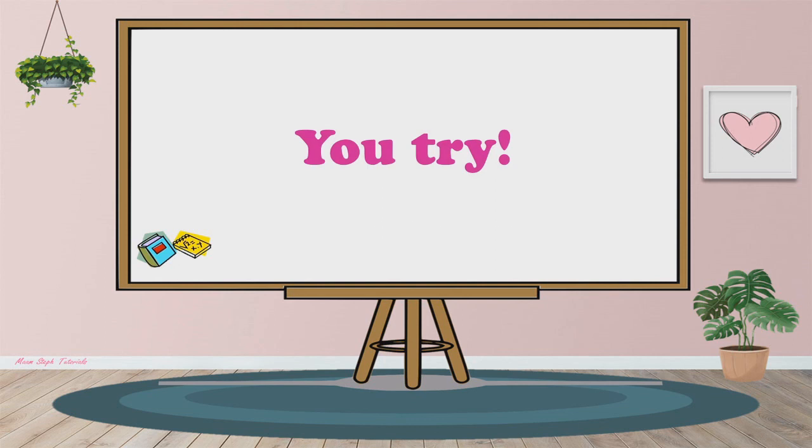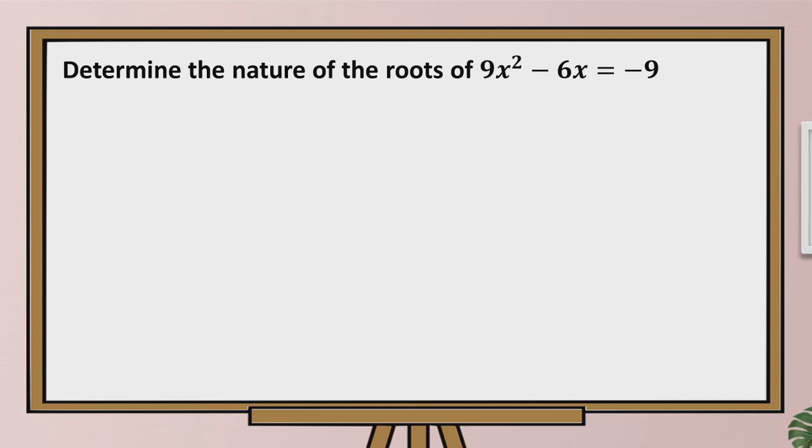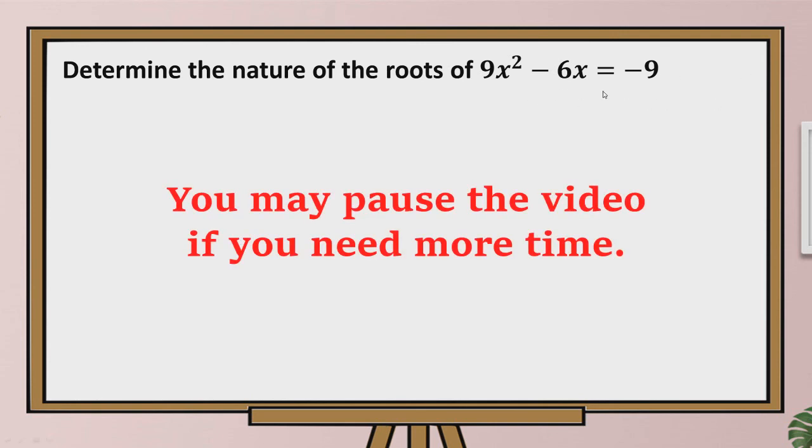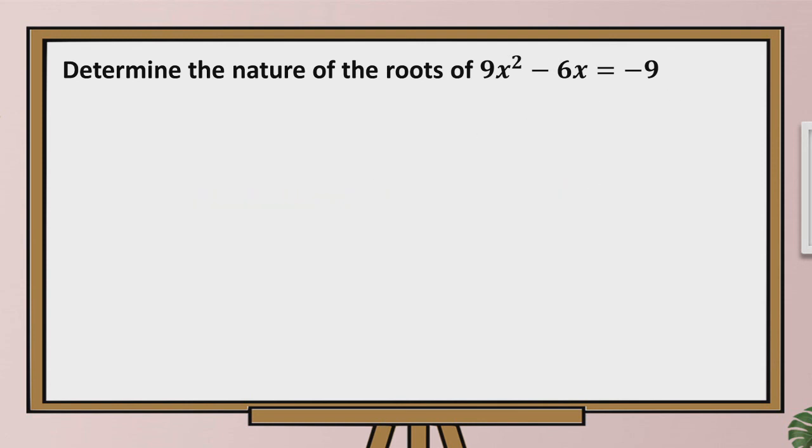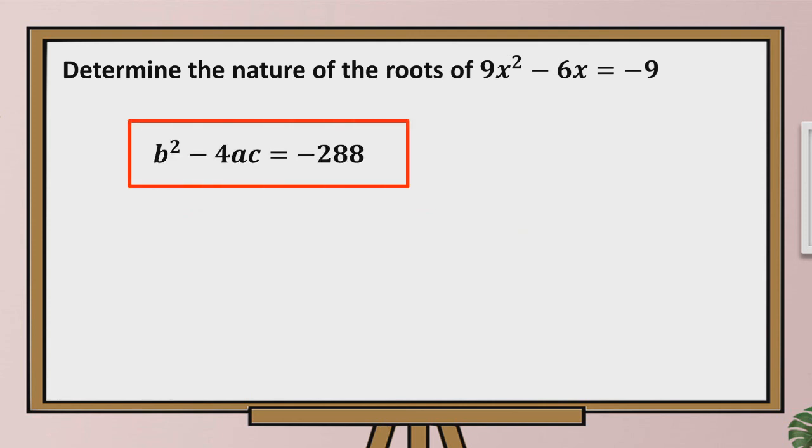Now, try to determine on your own the nature of the roots of the given quadratic equation. So, determine the nature of the roots of 9x squared minus 6x equals negative 9. Obviously, this quadratic equation is not yet in standard form. Kaya, yung una mong gagawin ay you need to express this quadratic equation into standard form. So are you done? Is the value of your discriminant equal to negative 288?